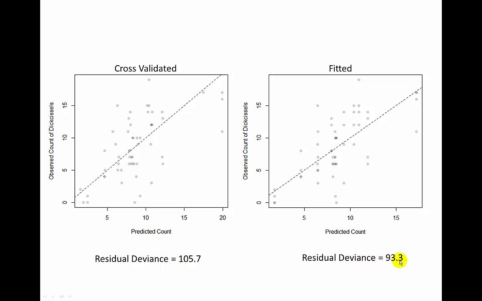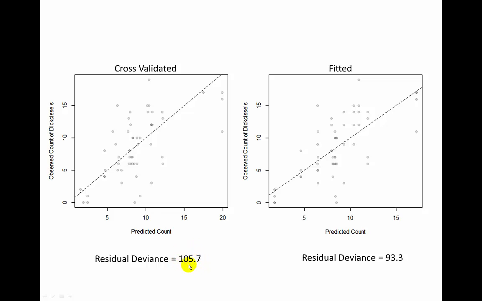The residual deviance of our original model was 93.3, and the residual deviance of the cross-validated predictions is 105.7. So you can see that we've lost a little bit of predictive power by shifting to independent predictions. And this is exactly what we would expect, because the data that are used to generate these predictions are independent. They weren't part of the original fitted model, and so we would expect there to be a little bit more variance between the predictions and the observations.